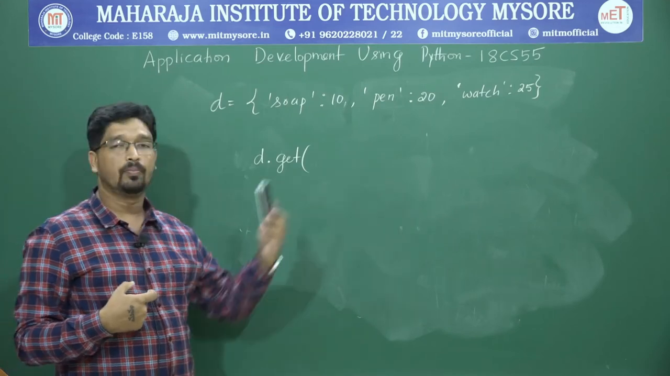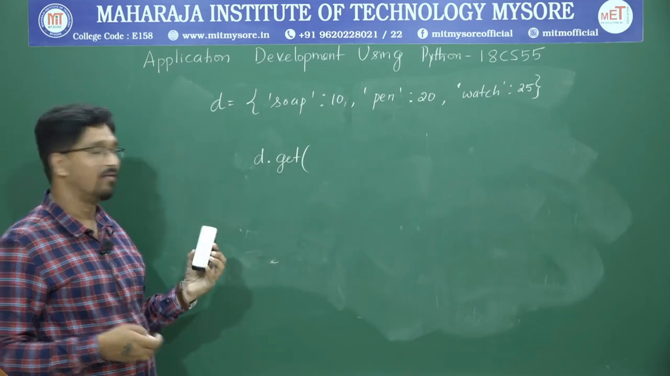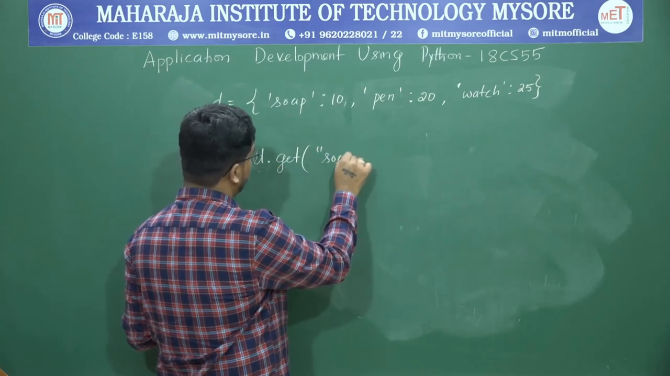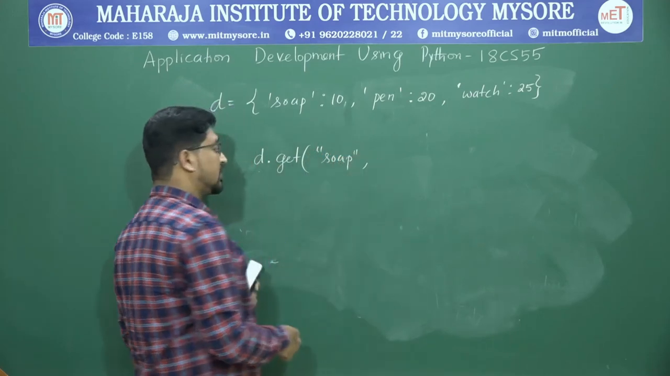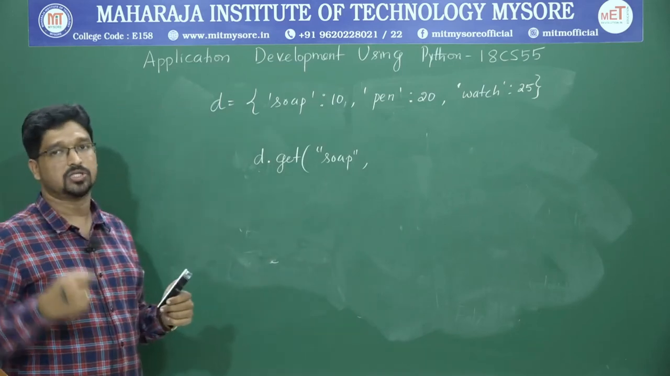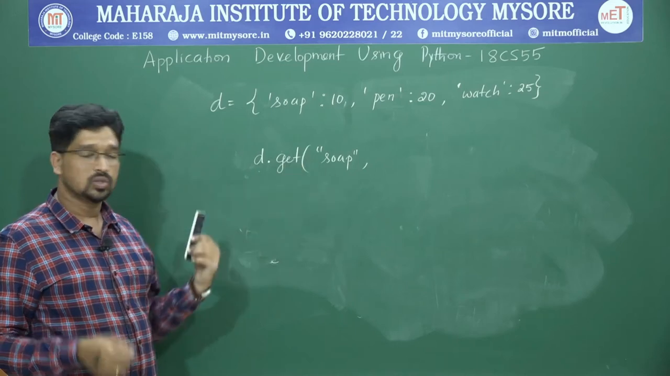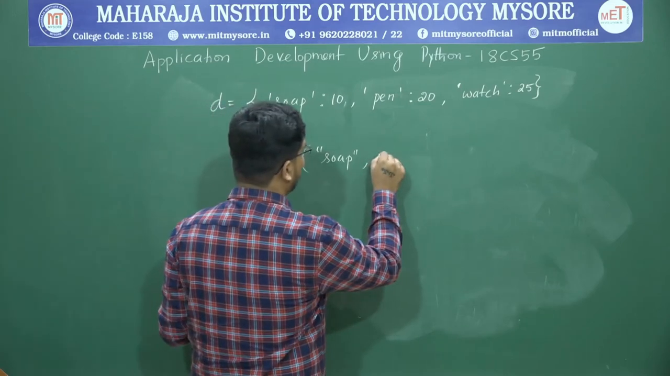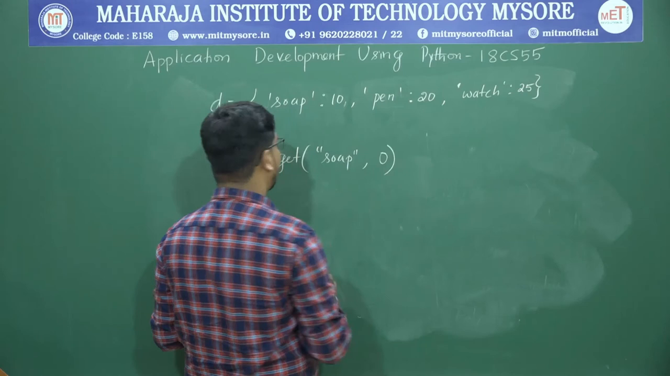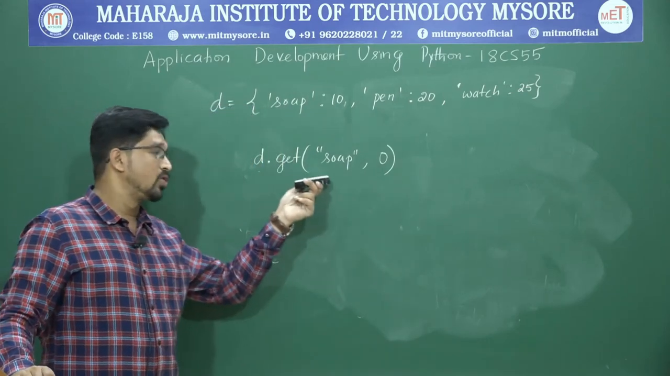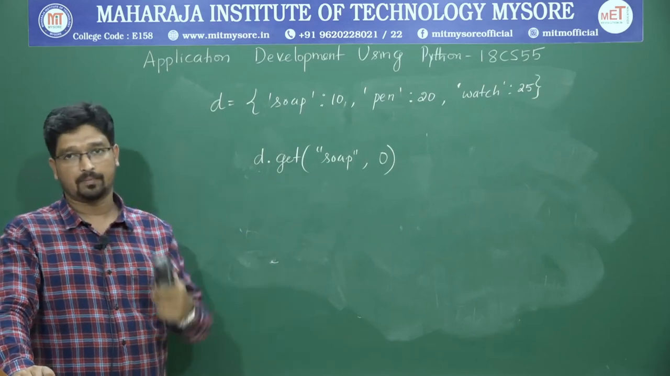Okay, here if you want to get the value, then you can say d dot get soap. First parameter will be the key element to be searched, soap. D dot get of soap. Second parameter will be the default return value of the get method if the key is not present. If the element is not present, what should be returned back?